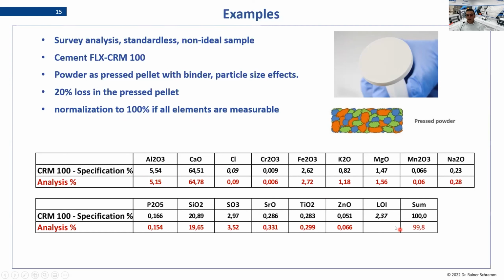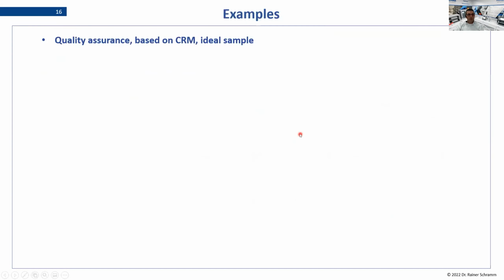However, if you have compounds like here loss on ignition, which is a kind of carbonates and moisture which is in that sample, this is ignored. So this means this concentration is just added to other elements which are then analyzed too high. So this is the disadvantage of this method and using the standardless approach for a non-ideal sample.